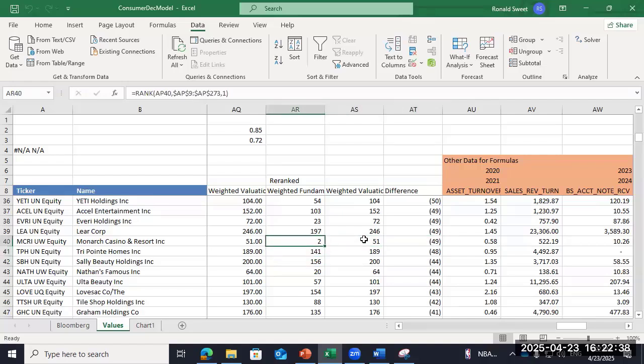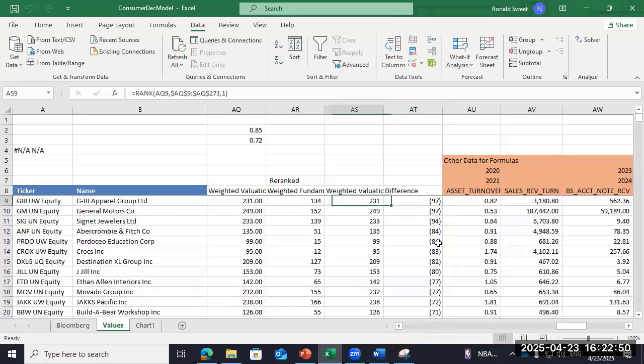Sometimes what I do for my buy and sell list is my criteria is I want them ranked in the top 25%, and I want the difference to be at least 25, something like that. So like this firm here, the difference is huge. It's 97, but it's ranked pretty low. It's just that it's really, really cheap.